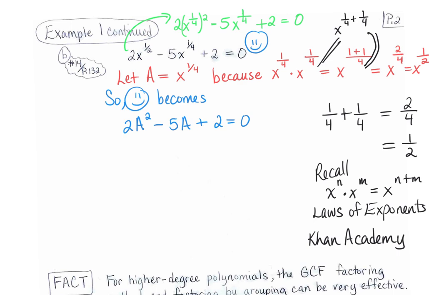What other questions do you all have? Okay, ready to keep moving? Okay, so we were able to rewrite our original quadratic-like equation, 2x to the 1/2 minus 5x to the 1/4 plus 2 equals 0, as 2a squared minus 5a plus 2 equals 0. Yeah? Okay, so we can go through and we can solve. You said you like factoring, so that's the way I'll write it out.